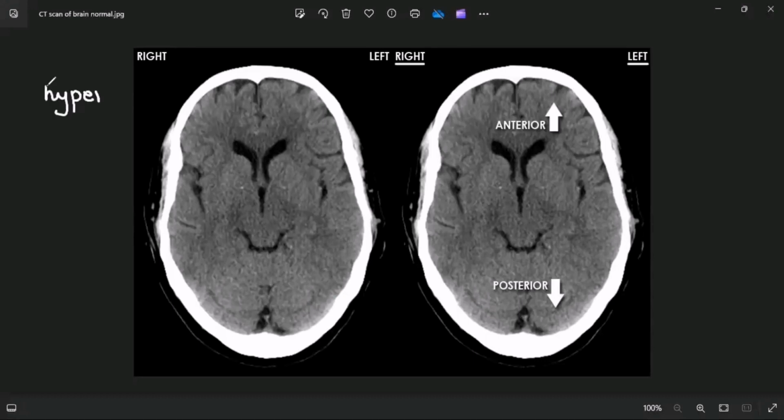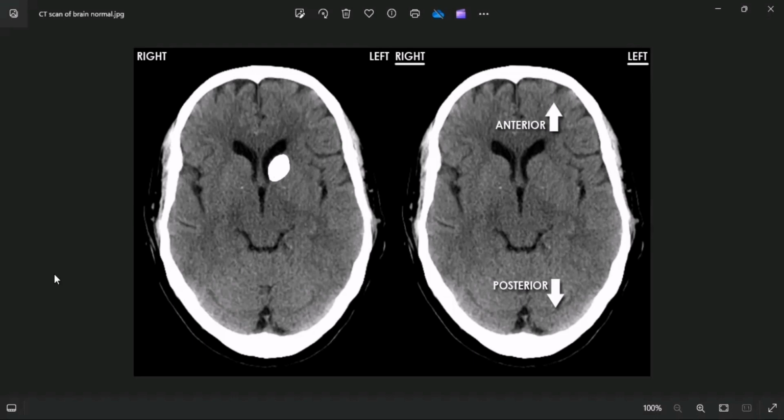When you are describing CT scans, any lesion that is whiter than the brain is hyperdense. Do you get it? So for example, if I meet a lesion here, what will I say? I would say, I saw a hyperdense lesion in the left basal ganglia. Can you imagine that? Can you understand that?